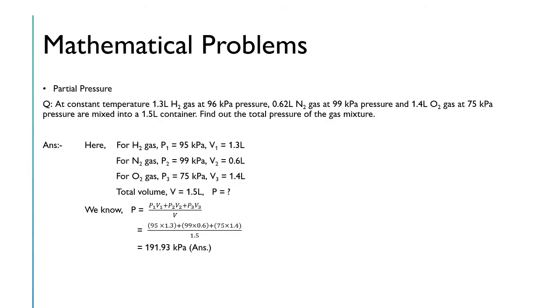So this is a mathematical problem present here. Partial pressure, that is at constant temperature, every gas has individual volume and pressure. So for three separate gases, pressure and volume is given here, and the total volume is also mentioned in the question. So this is the volume of the container, and we have to find out the total pressure of the gas mixture. By using the equation we have seen in the previous slide, we can easily determine the value of the total pressure.